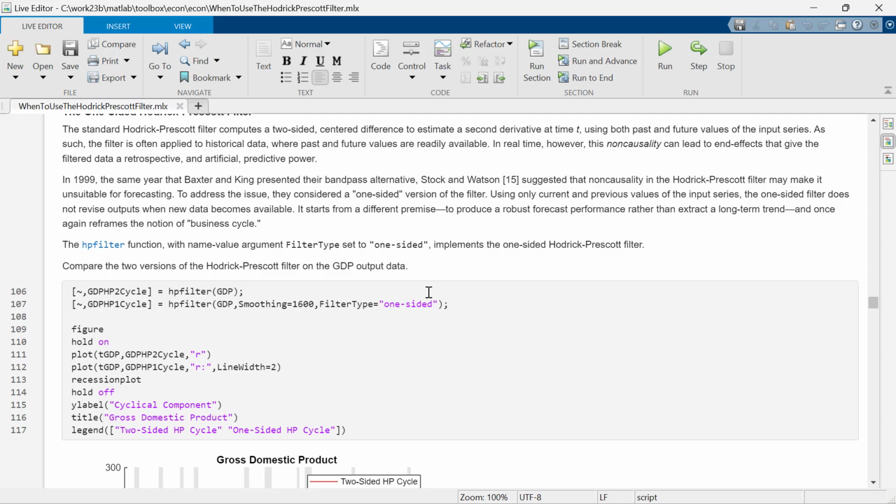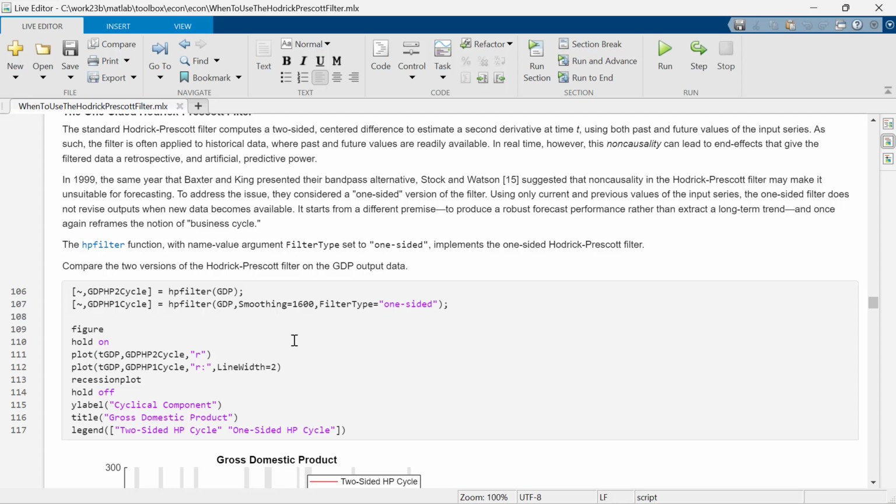It's one-sided and causal. It can be used in real time. It doesn't update the outputs when new data is acquired. And they make an argument in their paper that that's a much better way of computing the trend and cyclical component if your objective is to do forecasting. And often that's the case.